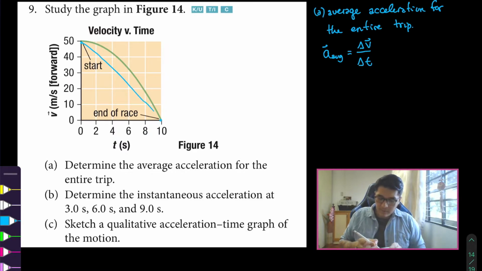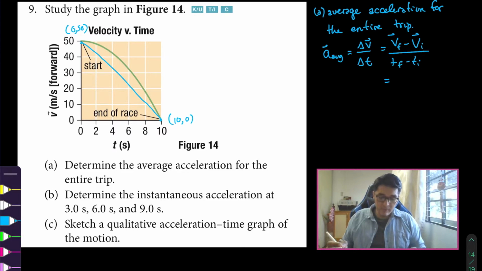So let's draw our secant line for the entire trip. It's just the line that connects the endpoints. Okay, so let's put the endpoints. What is my final velocity, which is at the end of the race? My final velocity is 0. My initial velocity was 50.